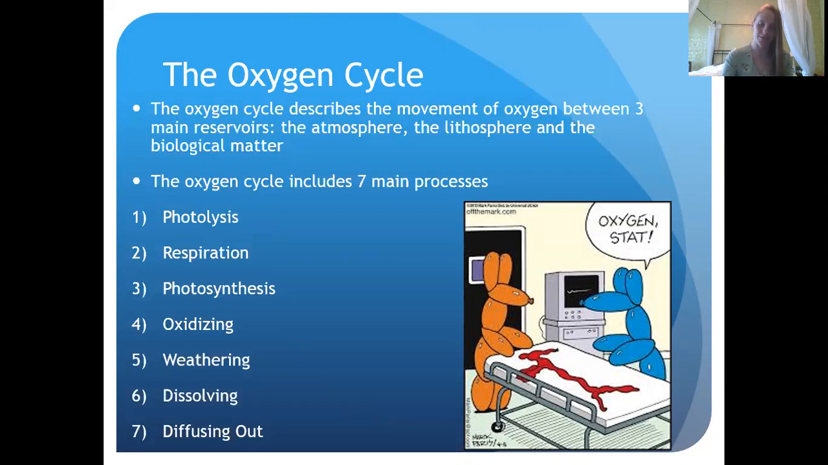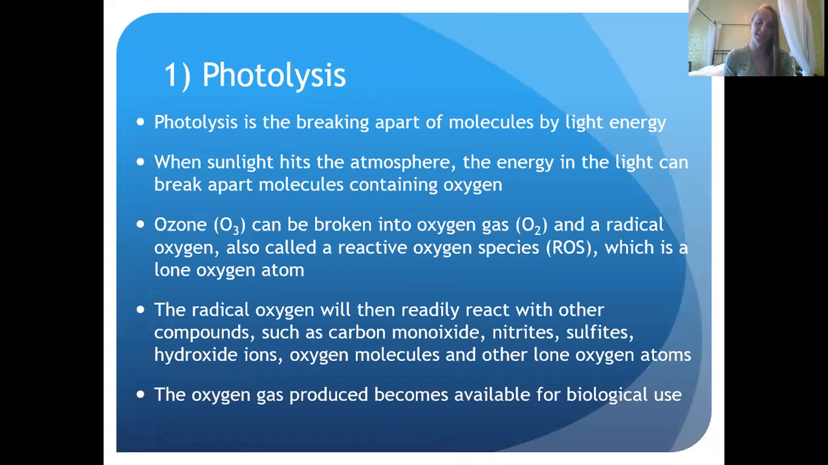dissolving, and diffusing out. So photolysis is the breaking apart of molecules by light energy. Photo meaning light and lysis meaning to break apart. When sunlight hits the atmosphere, some of that energy that is in the light can be used to break apart molecules. In this case, ozone, which is O3, can be broken apart into oxygen gas, which is O2, and into a radical oxygen, also called a reactive oxygen species, which is a lone oxygen atom that will not exist in that form for very long.